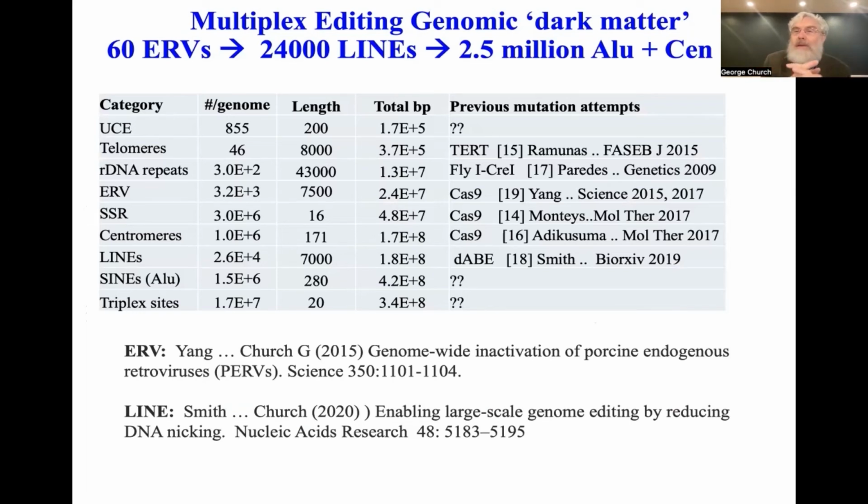We will discover some function probably along the way, but we have already demonstrated endogenous retroviruses, of which there are about 60 of them in pigs, to 24,000 LINE elements in humans, and we're now moving on to 2.5 million combined ALU and centromere sites, and each of those sites has many subsites, so it's more than 2 million possibly. So here are the references down here in Science and Nucleic Acids Research for the endogenous retrovirus and LINE element that I'll show here.